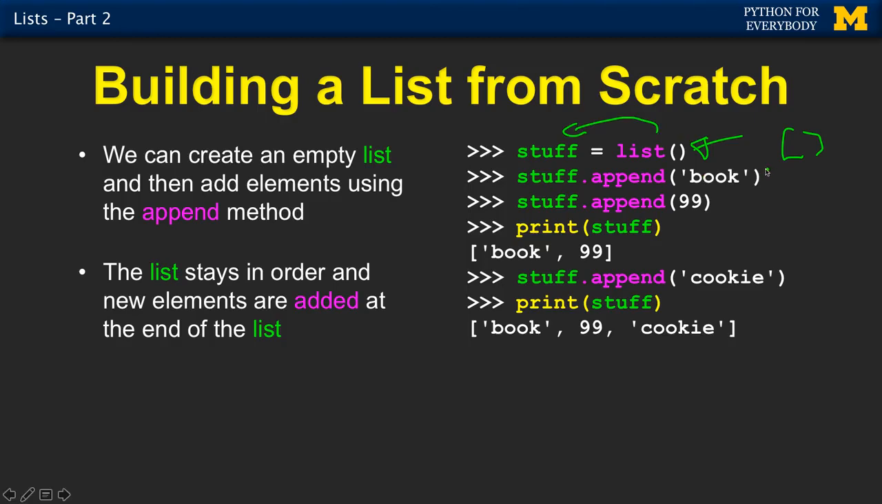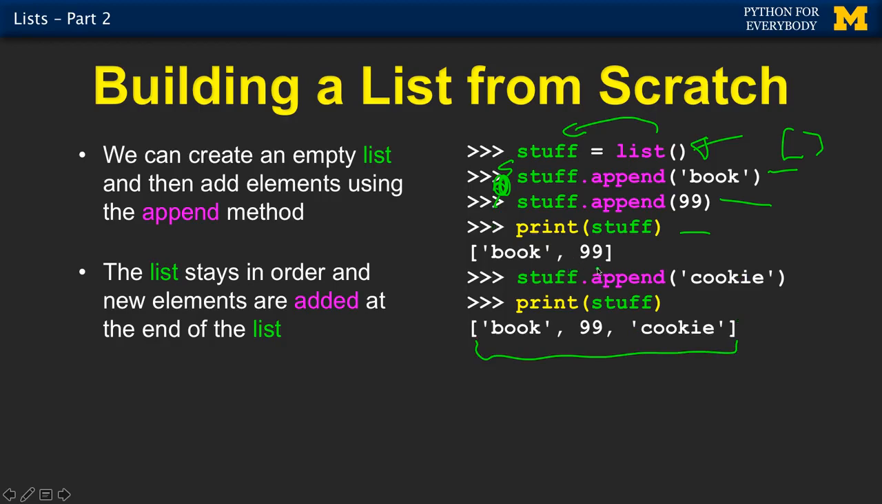And then we say, oh, let's append the string book, and then let's append the string 99, and we print it, and now we have a list with 2 items. And so you can do this over and over and over and append things if you like. And you can keep on going. We can append the string cookie. And so at the end, you've got 3 things in there, book, 99, and cookie. So append is a method.